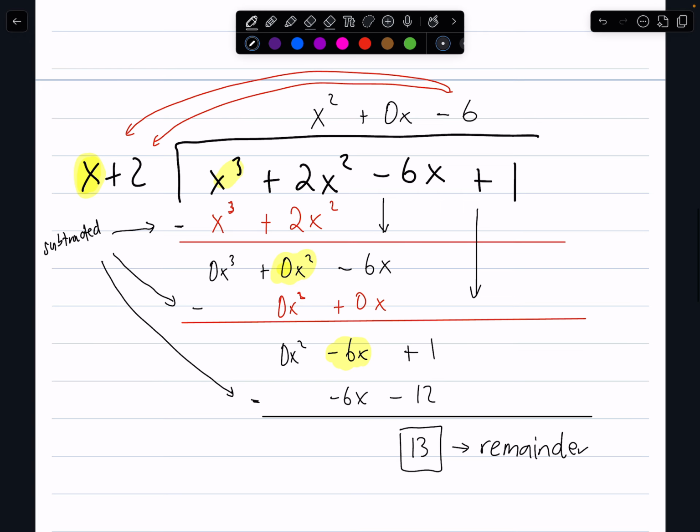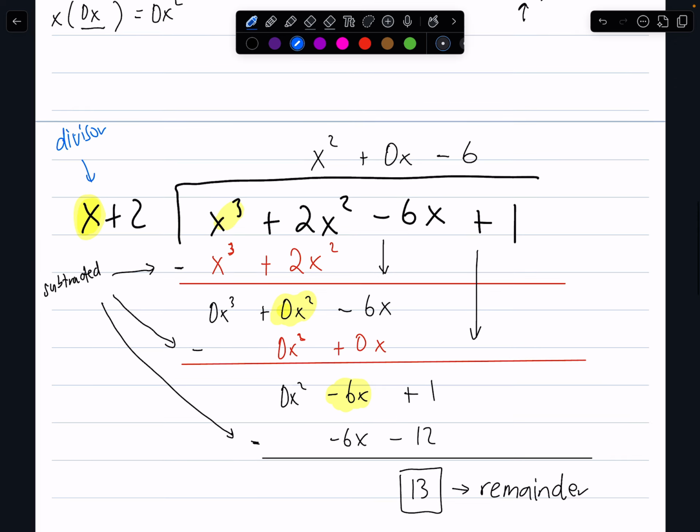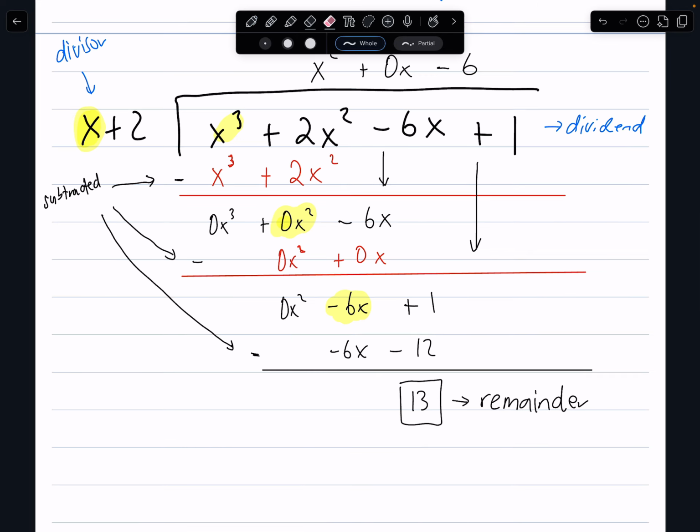Okay, so let's look at this. What do we have here? What we found out was this is what we had before. This is the divisor. This over here is the quotient. This over here is the dividend. And then we obviously have, and I'll put it in blue for you guys so you recognize this, our remainder. Now here's the thing that I want to highlight with this question.